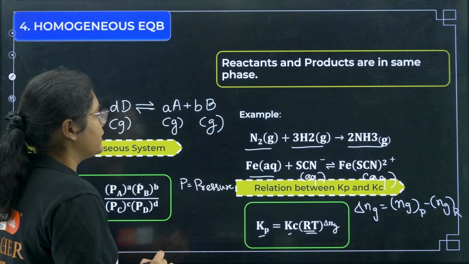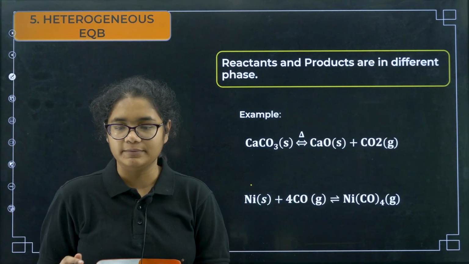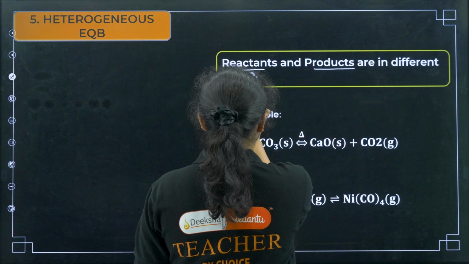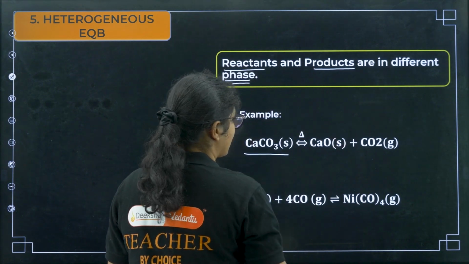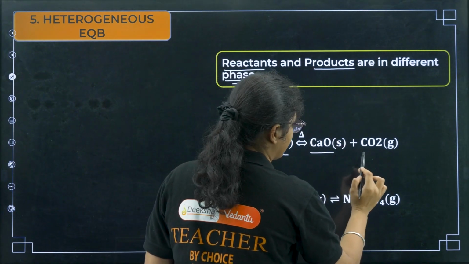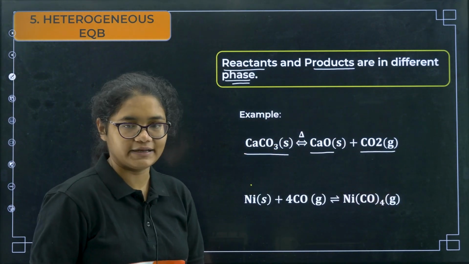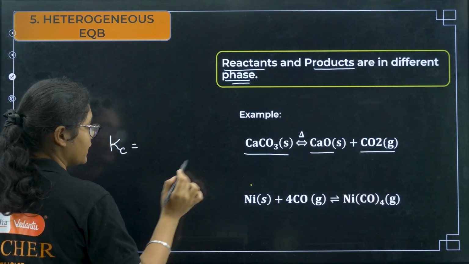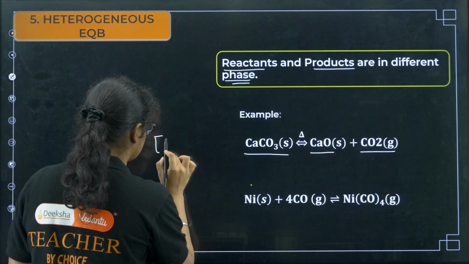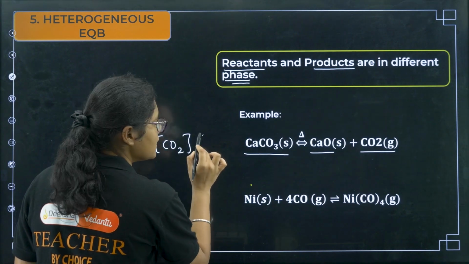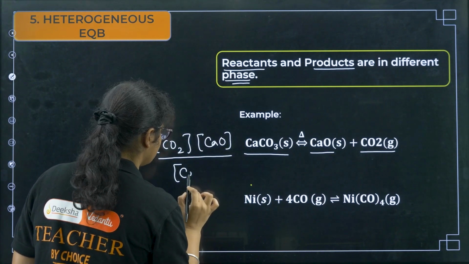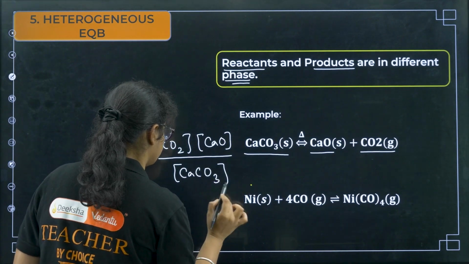Clear? Now let us move towards heterogeneous equilibrium. In heterogeneous equilibrium, reactants and products are in different phases. For example, you can see calcium carbonate: if you heat it we get calcium oxide and carbon dioxide gas. Now here one very important thing: if I want to write Kc, what will be the formula? I will be writing CO2 concentration into CaO concentration divided by CaCO3 concentration, right?